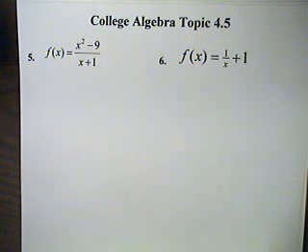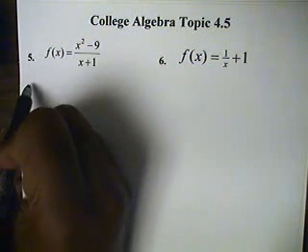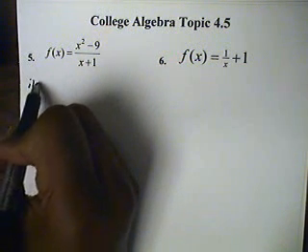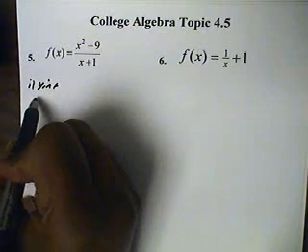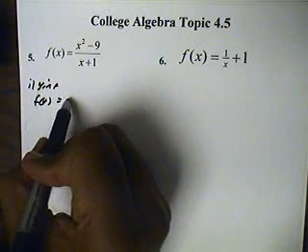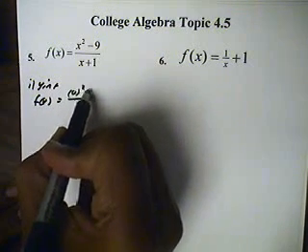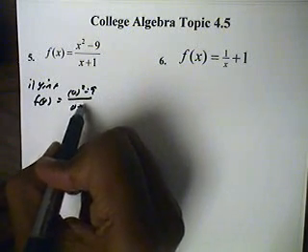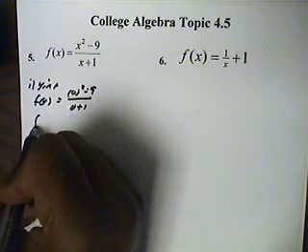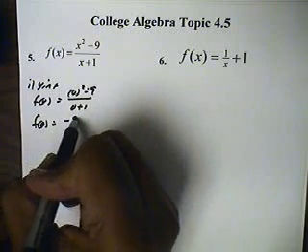College Algebra, Topic 4.5, will be graphical rational functions. First, we need to find the y-intercepts. We find that by making all the x's 0. So we'll get 0 squared minus 9 over 0 plus 1. This gives us negative 9.